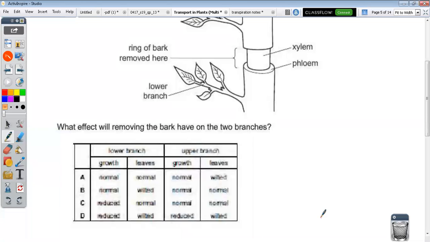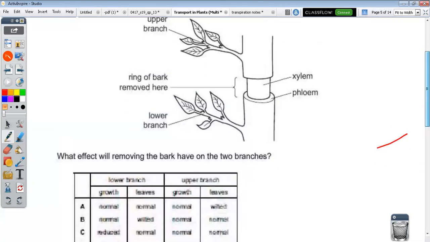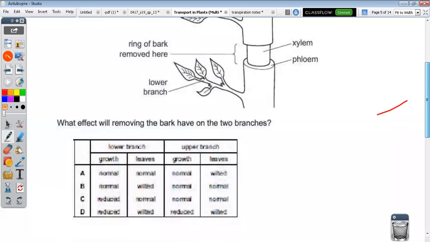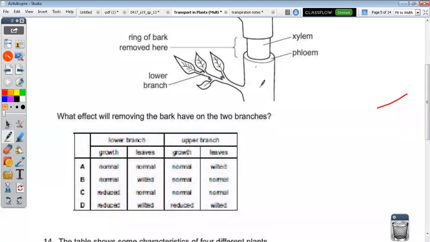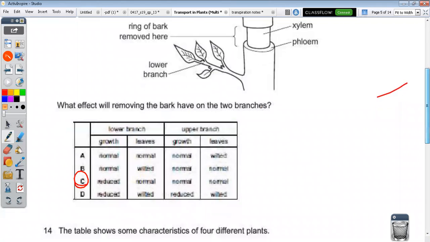Growth normal, leaves normal. So what's the best answer then? Number 13. So your growth is affected, but your leaves are normal because they still have the water and they are photosynthesizing. So the best answer is C. Are we together?